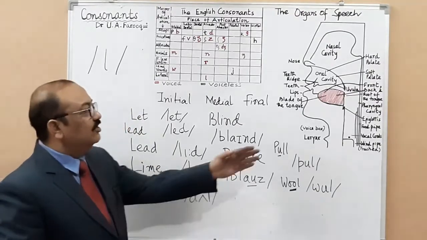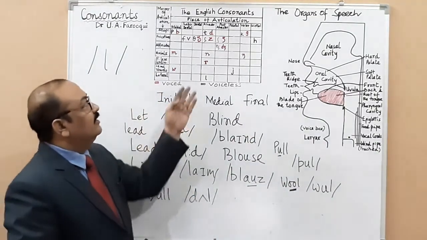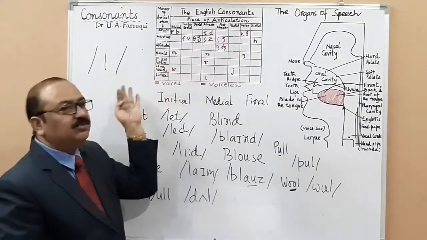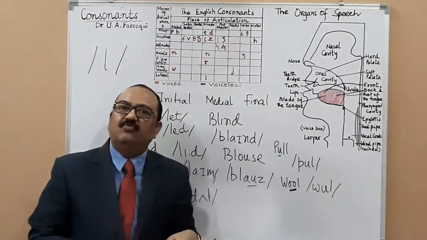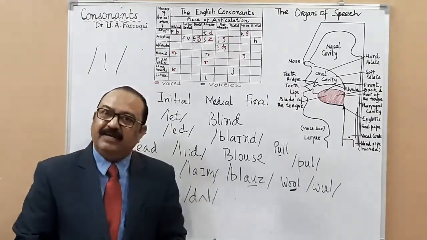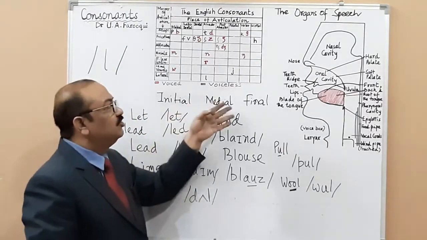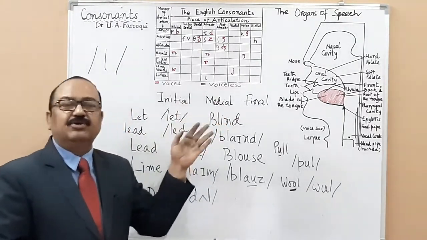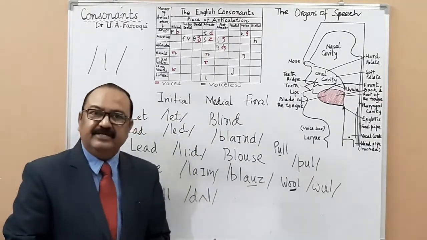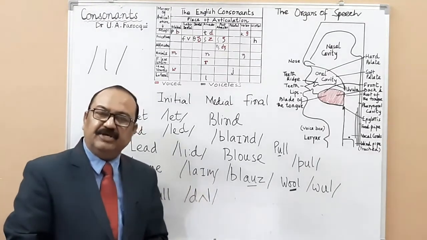We discussed the organs of speech. We discussed the chart, in fact, place of articulation and manner of articulation, the difference between voiceless and voiced sounds, and the difference between active and passive articulators. And then we discussed the three-term description of all the 24 consonants. And then we transcribed words with initial, medial, and final occurrences. So I think this is going to help you in your exam.